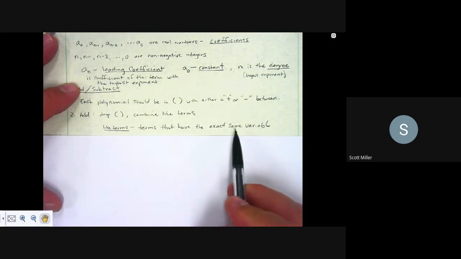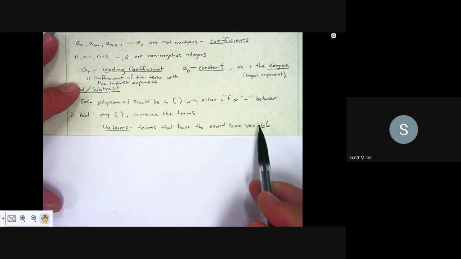So what are like terms? Like terms are terms that have the exact same variable. It cannot be different in any fashion. It doesn't refer to having the same letter. It means exactly the same variable. For example, 2x and negative 5x would be considered like terms because they both have the same variable, which is called x.